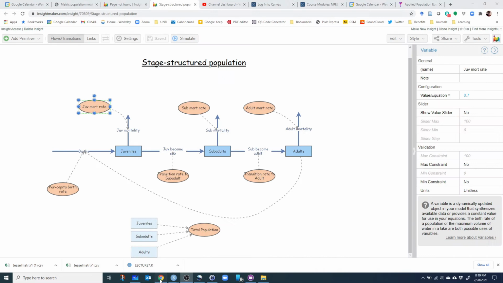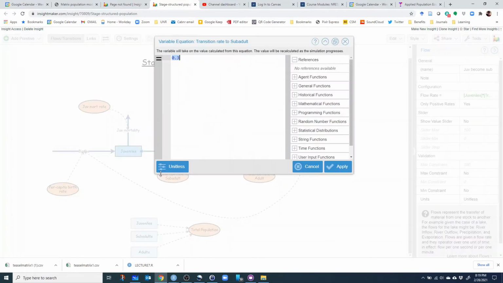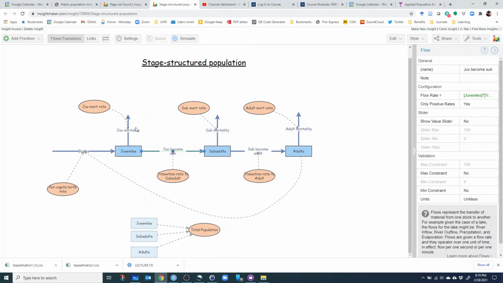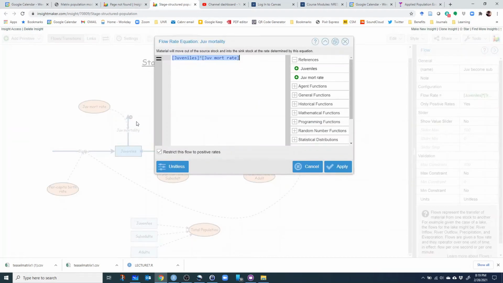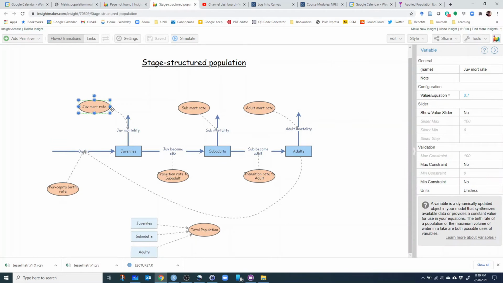All right, so what we're going to do now is try to fill in these 9 elements. Let's look at the InsightMaker model and start filling in these elements. First of all, let's look at this flow here. That is the flow of juveniles surviving and becoming subadults. Now, we see that there's a 0.3 transition rate or probability of transitioning from juvenile to subadult. And we see that the juvenile mortality rate is 0.7, right?